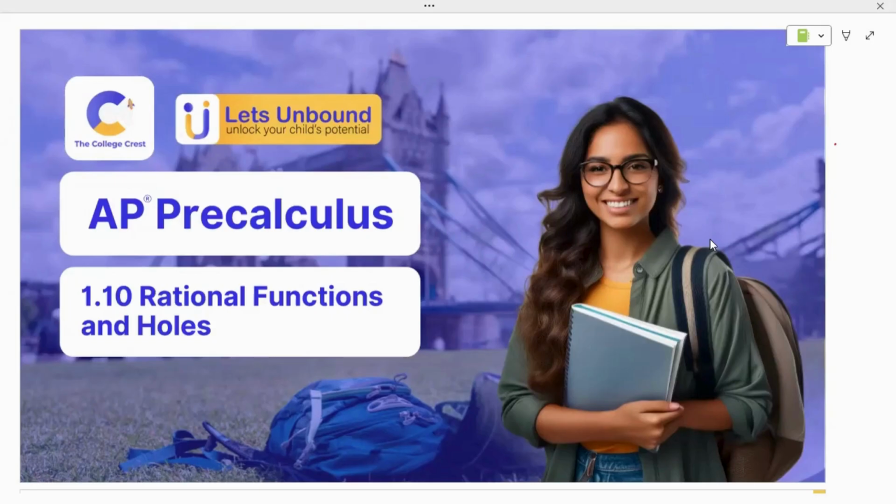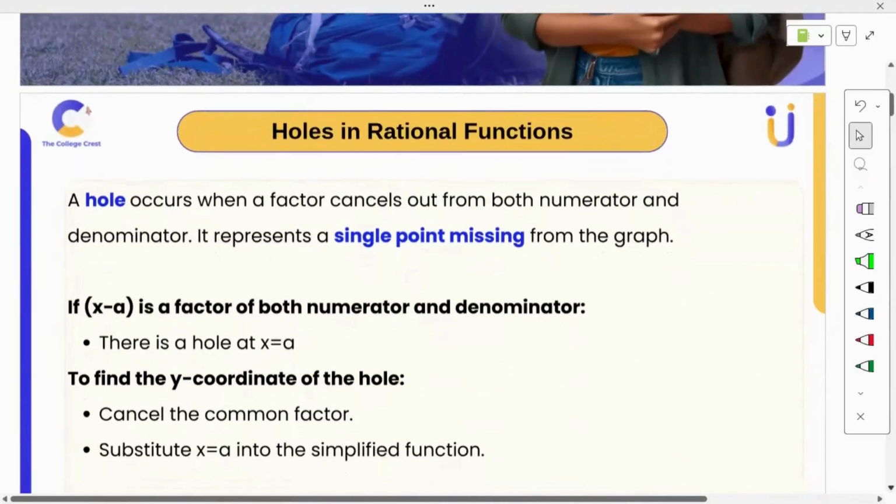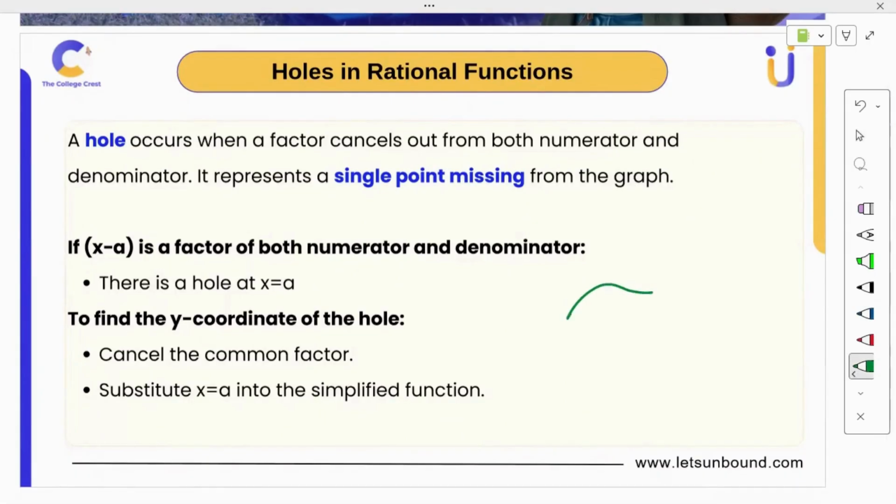All right, let's get started with 1.10. What is a hole in a rational function? Actually, it's a kind of discontinuity. A smooth curve will get disconnected by a hole. That's simple. And then after that hole, it immediately emerges again.